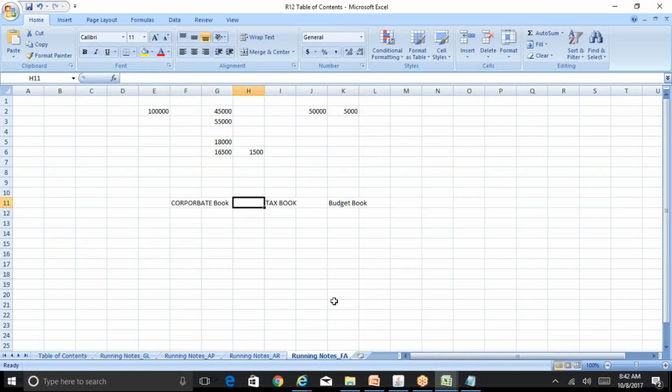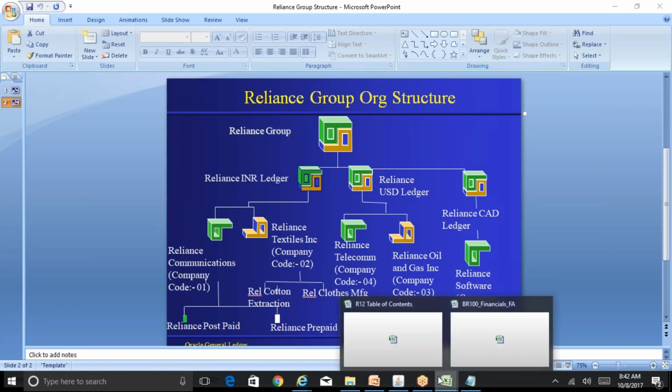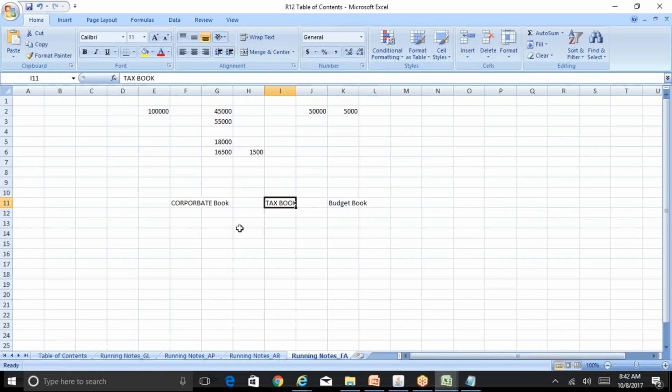So what is corporate book and tax book? In GL, when you are creating a journal, you select the ledger name. Similarly, in your subledgers, when you are creating a transaction, you select the appropriate operating unit, or it is automatically defaulted based on the responsibility you are using. Similarly, in fixed assets, whenever you are entering a transaction, you should select something called a book. That book can be a corporate book or a tax book. So what is a corporate book and what is a tax book?